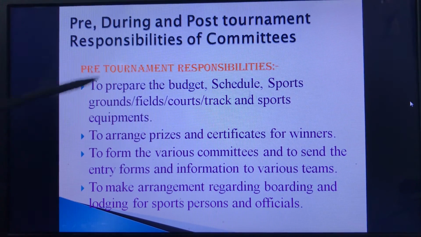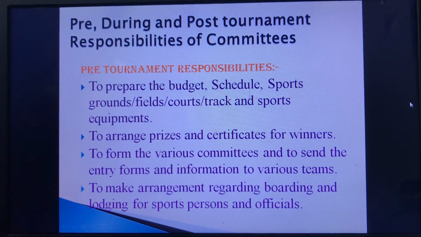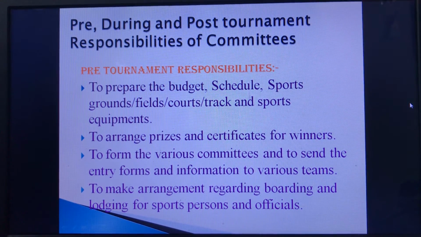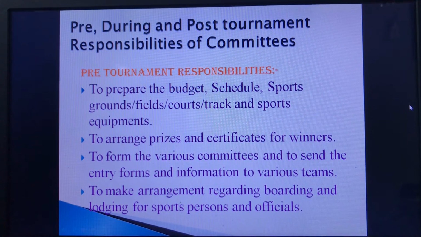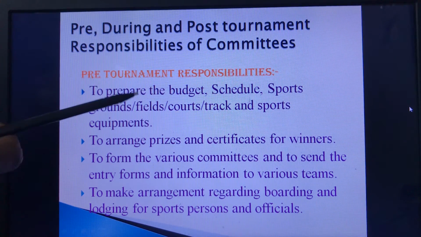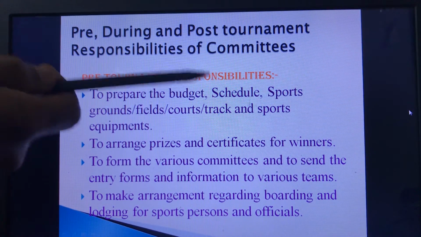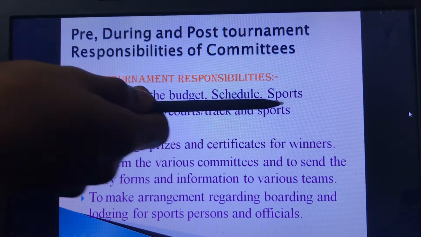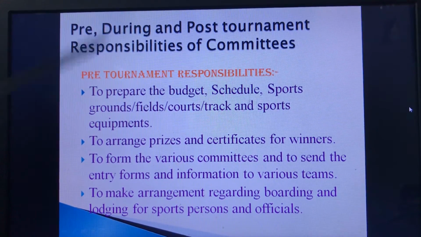Pre-tournament responsibility. What is the meaning of pre-tournament? Before starting the match, maybe 1 or 2 or 3 days before, these people will work on the particular event. They will make the budget and schedule, and arrange sports grounds and fields, courts and tracks. You all know about the sports ground. For example, if you conduct cricket, you need a very good cricket ground.